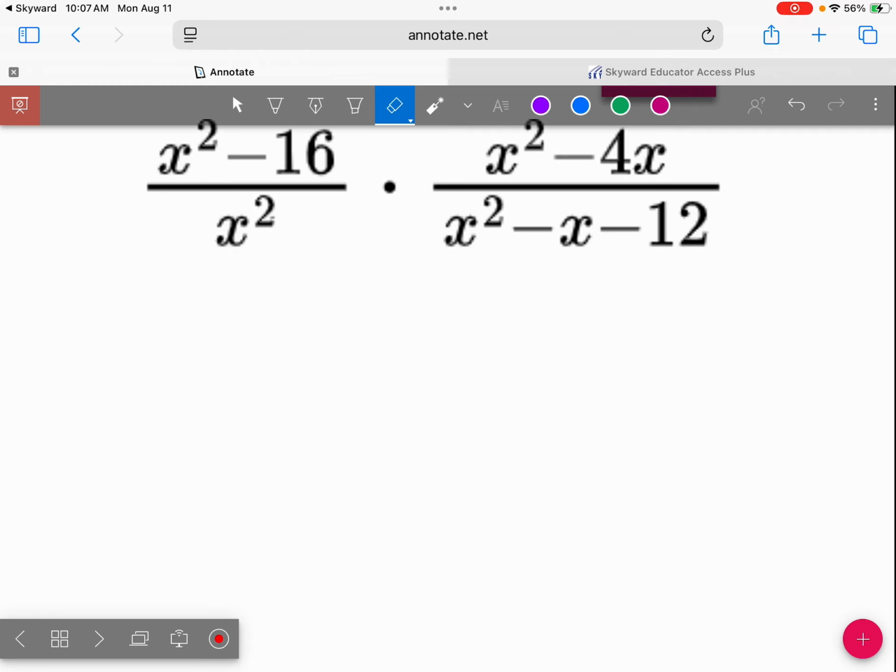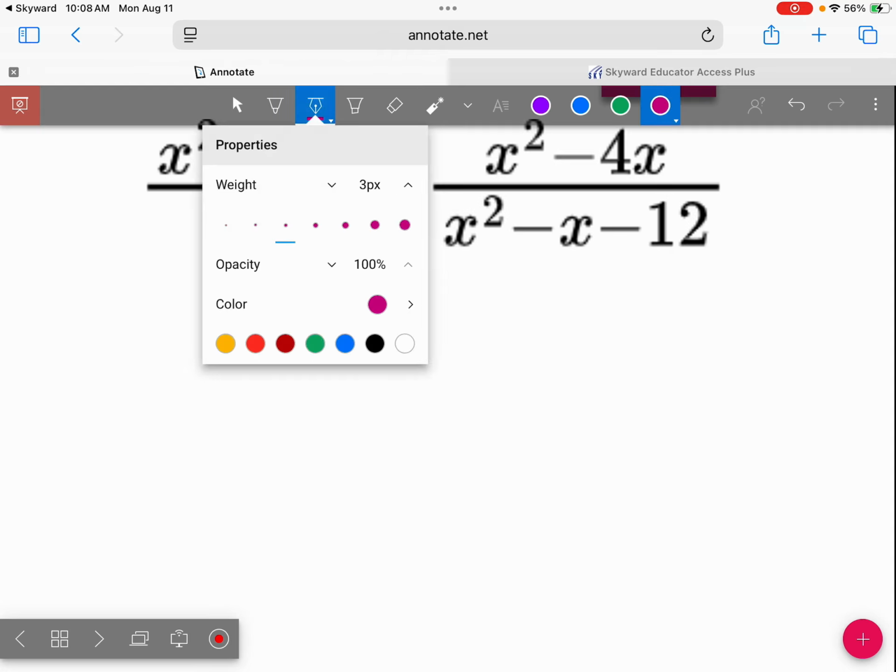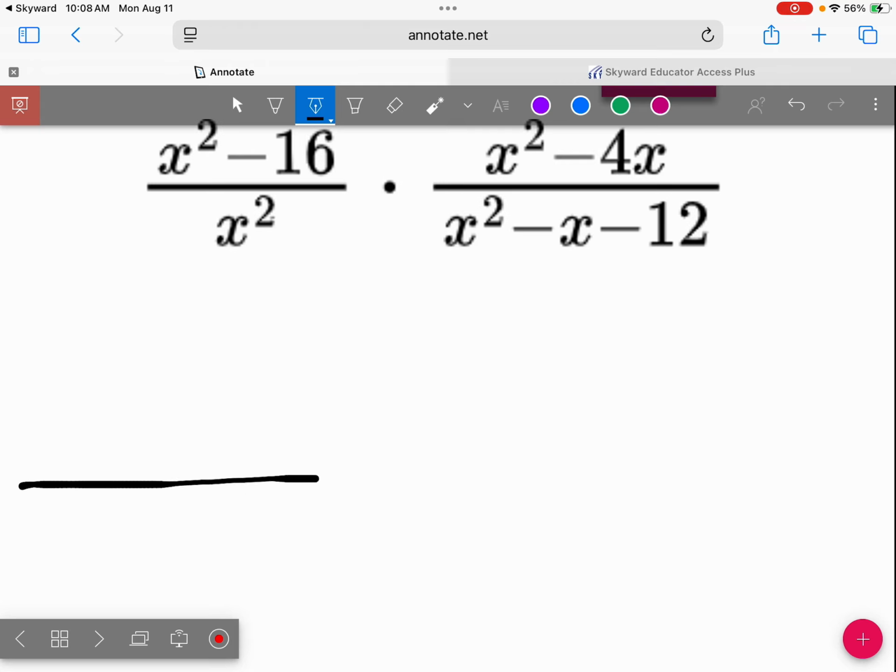We've got our 2 fractions here. Our left fraction has x squared minus 16 in the numerator and x squared in the denominator. And we're multiplying that with one that has x squared minus 4x in the numerator and x squared minus x minus 12 in the denominator. So when we're looking at this, the first thing we need to do is get this into factored form for all these pieces. So I'm going to put my 2 sets of fractions here.